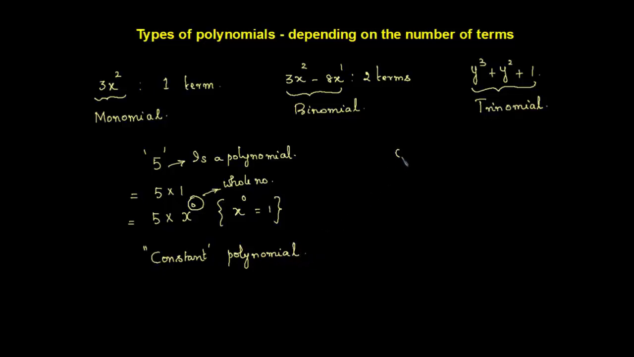Now, consider 0. Again, is this a polynomial? Yes, like we wrote for 5, this can be written as 0 multiplied by 1, and this can be written as 0 multiplied by x to the power 0, since x to the power 0 is 1. And so, yes, this is a polynomial, and there is a special name that is given to this polynomial. It is called the zero polynomial.